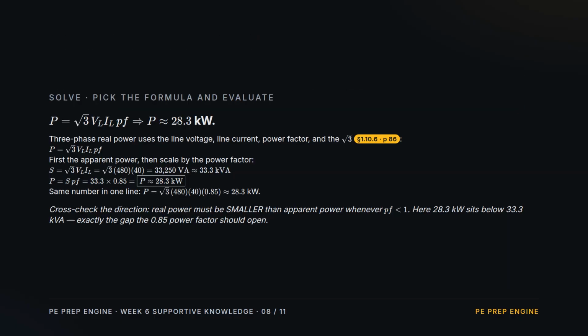Three-phase real power is √3 times line voltage times line current times power factor. Take the apparent power first. √3 times 480 times 40 is about 33.3 kilovolt amperes. Scale by the power factor. 33.3 times 0.85 is about 28.3 kilowatts. Sanity check. Real power sits below apparent power whenever the power factor is under 1. Exactly the gap 0.85 opens.